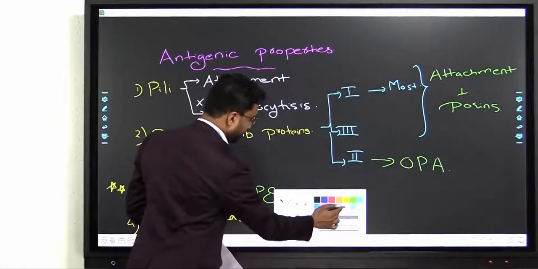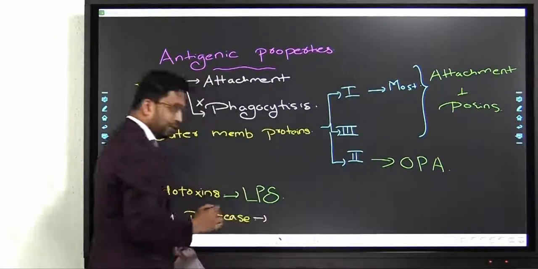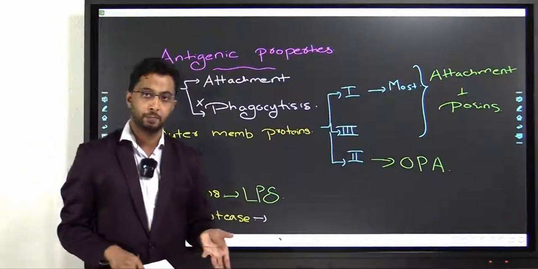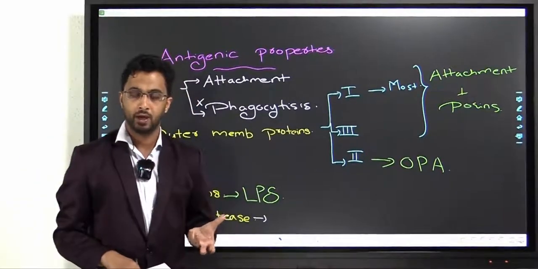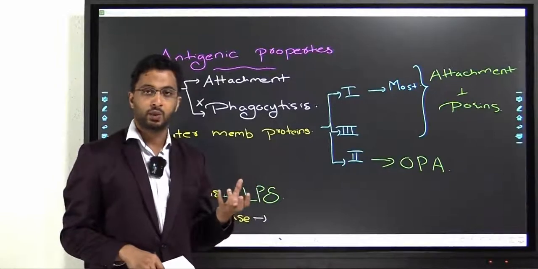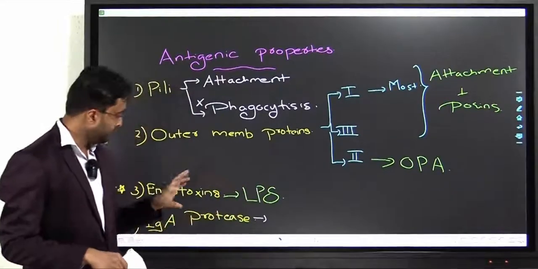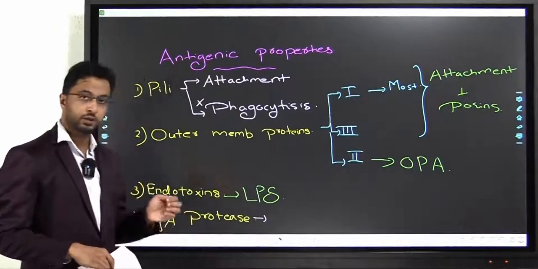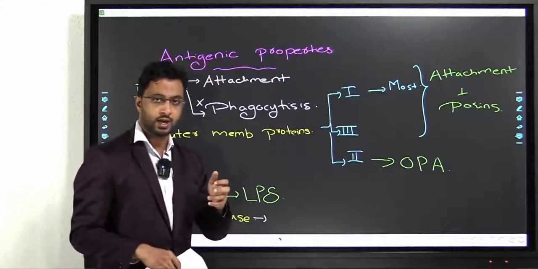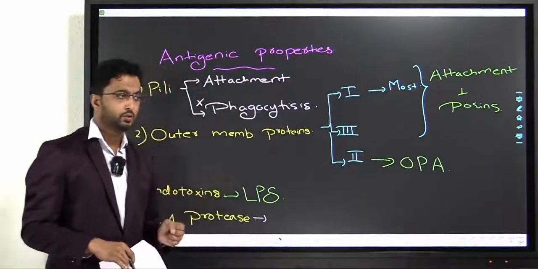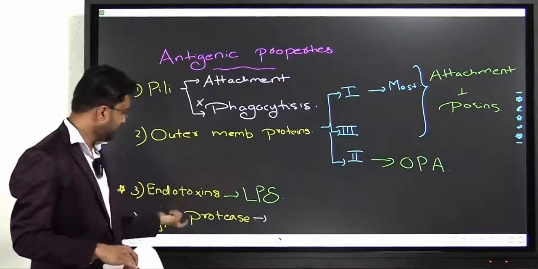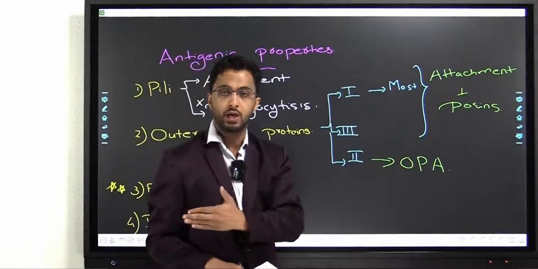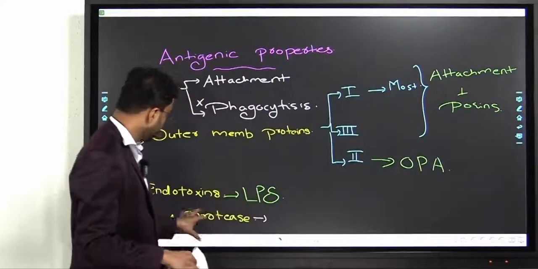Now, the role of IgA protease. When we study different antibodies, we will learn that there is an antibody called IgA, especially in your saliva. It is a very important antibody in your saliva. So IgA is very important for our immunity, especially to kill organisms. Now, what IgA protease does is cleave the IgA. They break down and destroy the IgA. So that's the role of IgA protease.